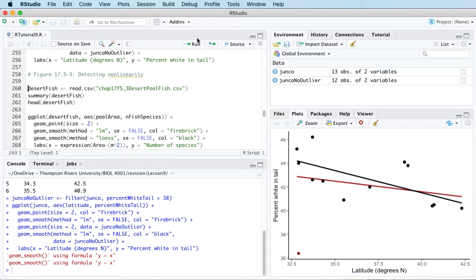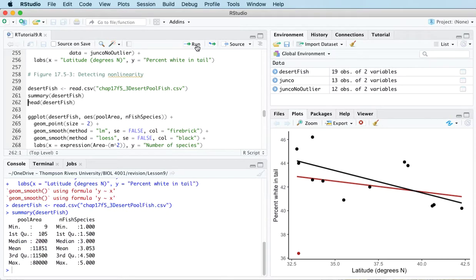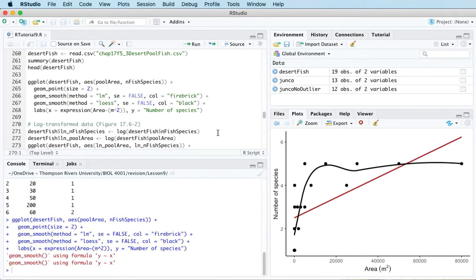Let's see what this example is all about. Desert fish. Let's look at a graph. Here I've got a scatter plot showing the relationship between the number of fish species, that's the response variable, and the surface area of 20 desert pools. Presumably, as the size of the pools increases, the number of species goes up.